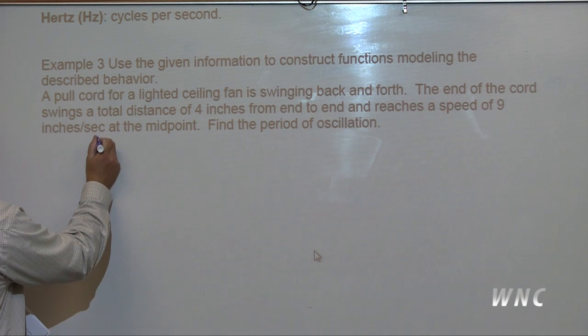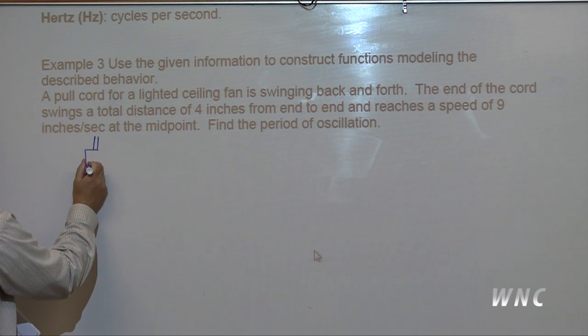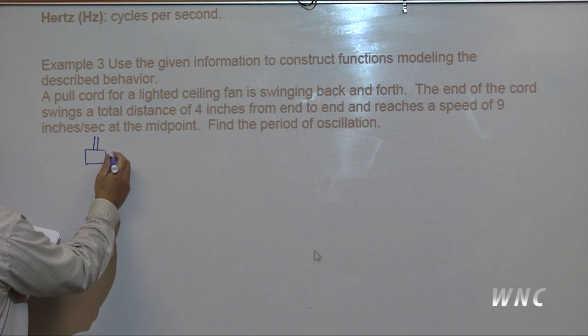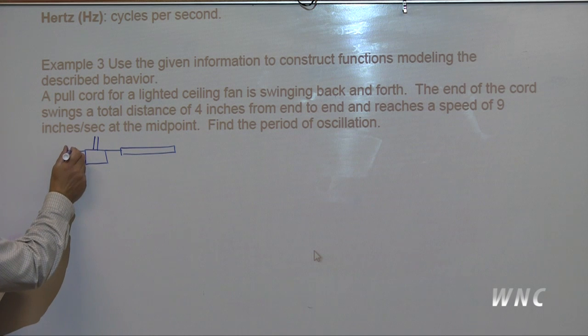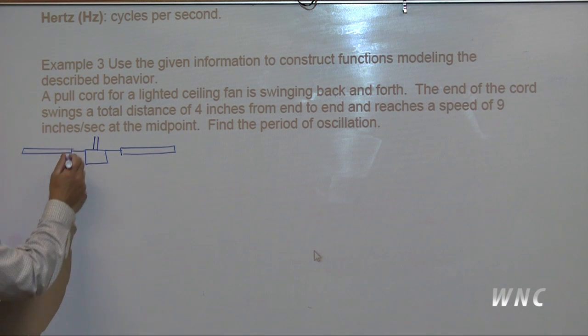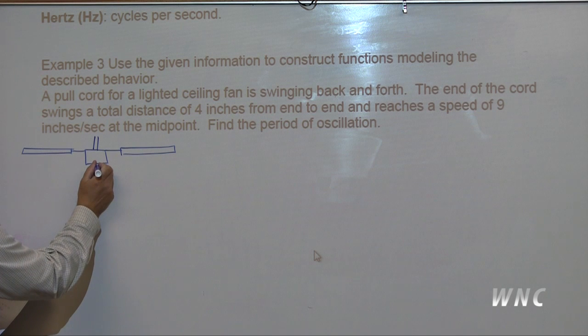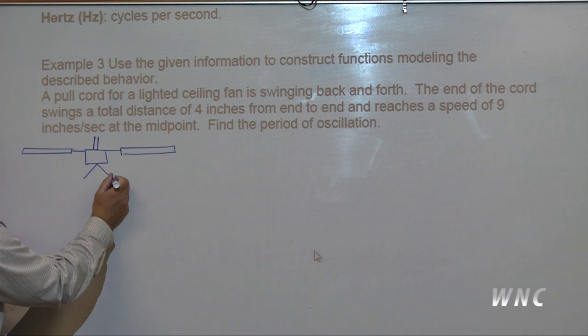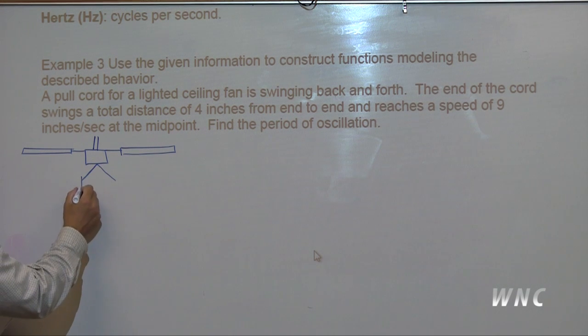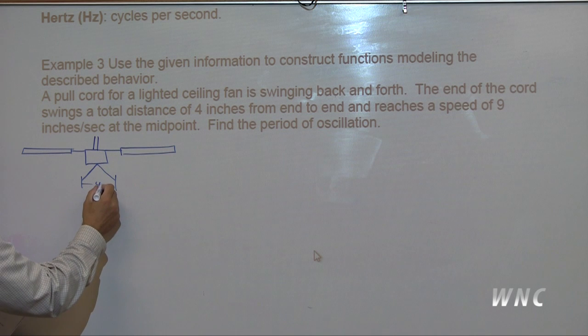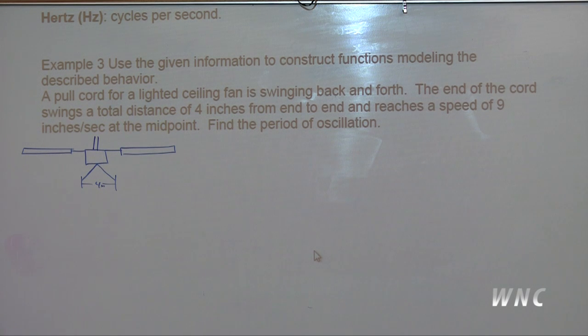So let's draw a little picture of our ceiling fan. So we have this cord here in the middle, and it's swinging from side to side, a total distance of 4 inches from end to end. It reaches a speed of 9 inches per second at the midpoint. So the question: find the period of oscillation.